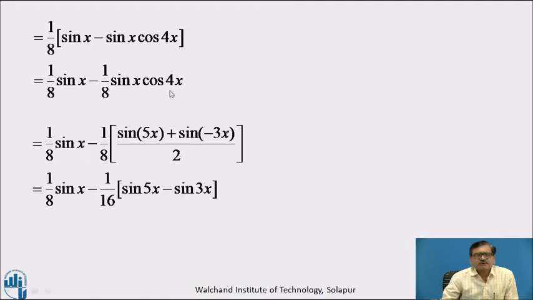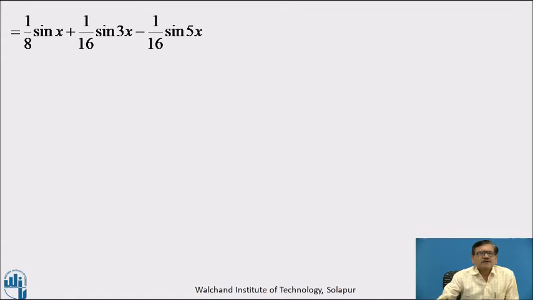Here A is x and B is 4x, therefore we can write sin of x plus 4x, that is sin of 5x, plus sin of x minus 4x, that we can write sin of minus 3x, divided by 2, which is equal to 1 by 8 sin x minus 1 by 16 sin 5x, and sin of minus 3x we can write minus sin 3x, which is equal to 1 by 8 sin x minus 1 by 16 into bracket sin of 5x minus sin of 3x, which is equal to 1 by 8 sin x plus 1 by 16 sin 3x minus 1 by 16 sin 5x.